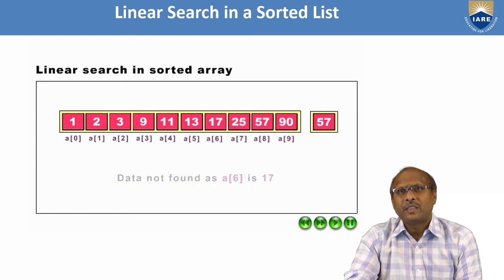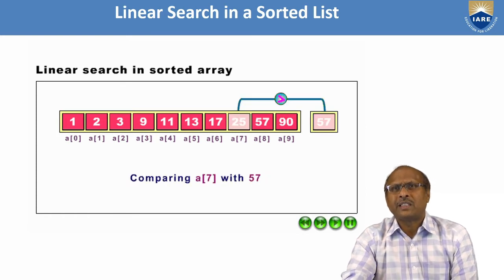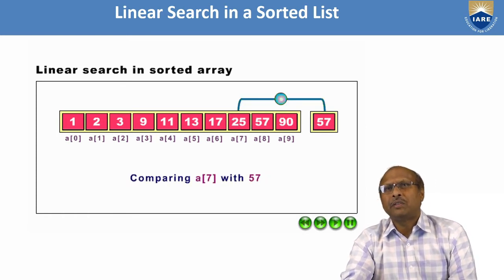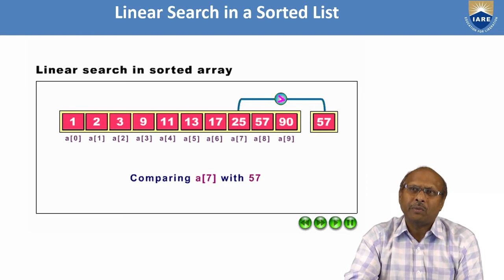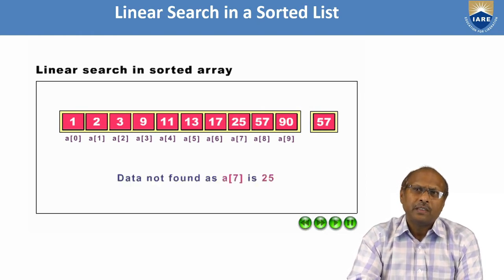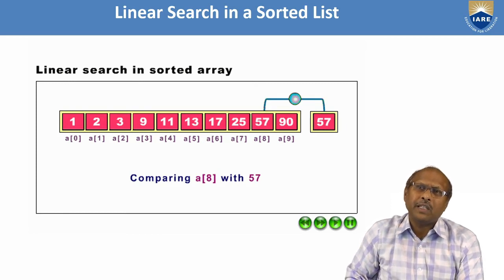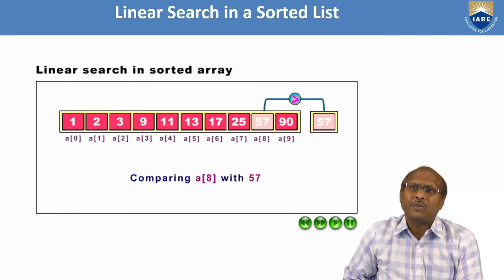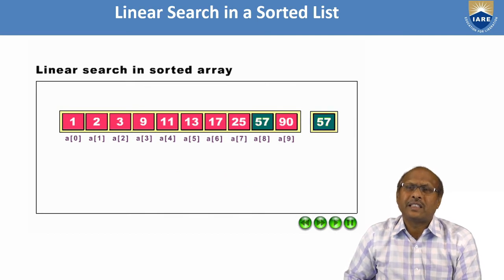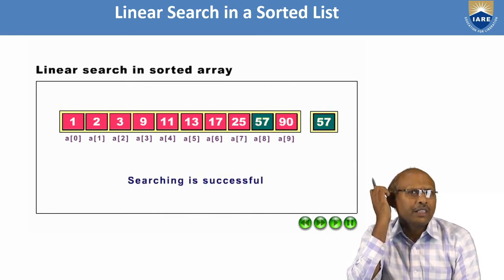Then it goes to the next location, A of 7. It compares A of 7 with 57. The value of A of 7 is 25. 25 also is not matching. Then in A of 8th location, the value is 57, which is matching. Yes, the search is successful. Like this, linear search works.